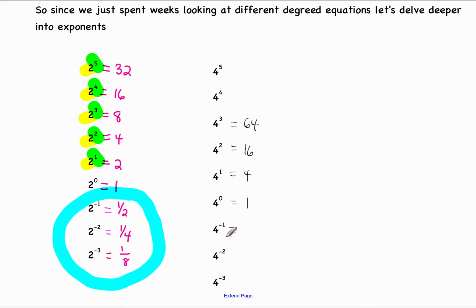So now we can see the pattern continue. We have to divide by 4. We have to divide by 4. We have to divide by 4. And hopefully you saw in the end that 4 to the negative 3 is the same as 1 over 4 to the 3rd, except like we said, since there's a negative in the exponent, it reverses its position.